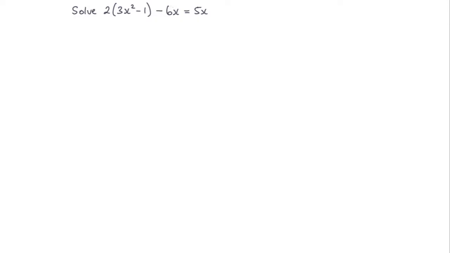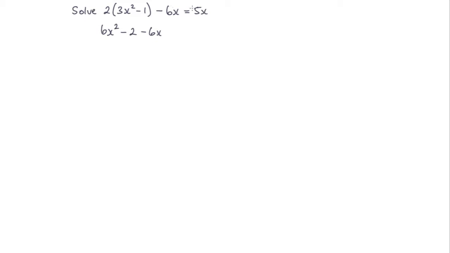In this question, we're asked to solve the following equation. And the first thing I want to do is to expand this bracket here. So 2 multiplied by 3x squared gives me 6x squared. 2 multiplied by the negative 1, negative 2, negative 6x.